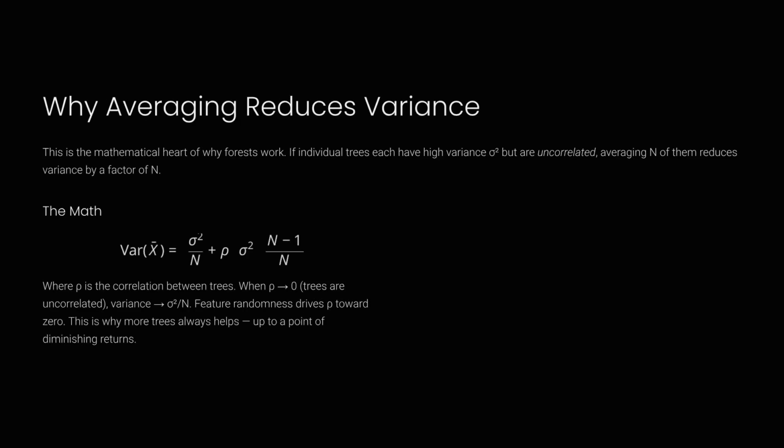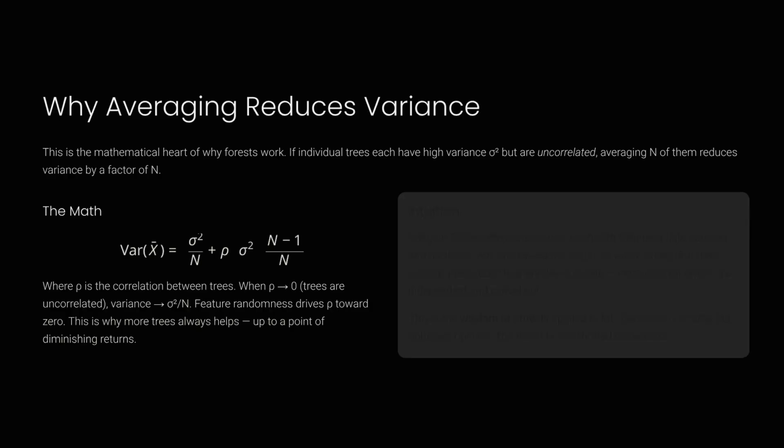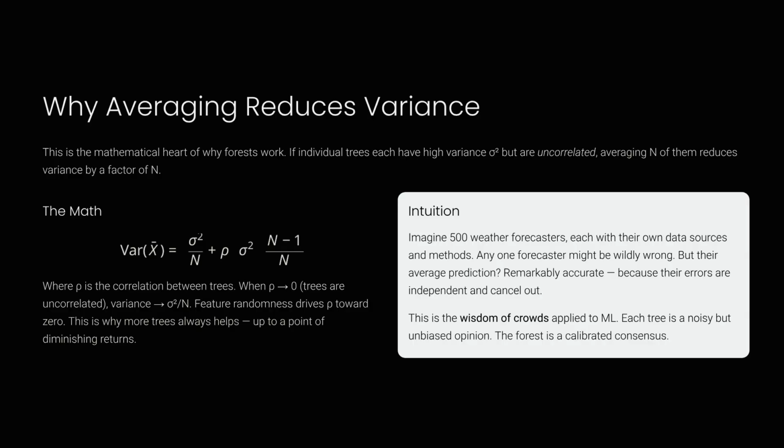Averaging reduces variance. The math shows that when trees are uncorrelated, variance reduces by a factor of n, the number of trees. The intuition is like the wisdom of crowds. Individual errors cancel out, creating a calibrated consensus.